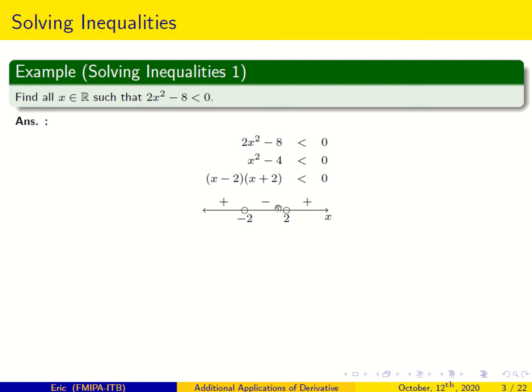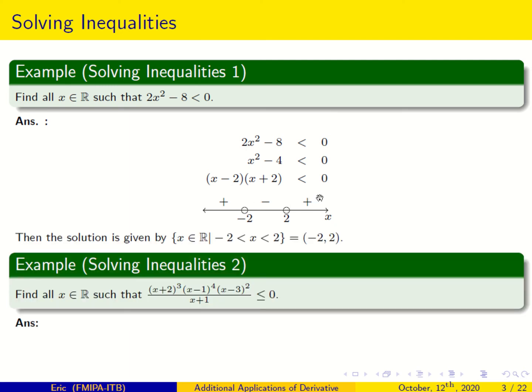So by testing one point between minus 2 and 2, one on the left of minus 2, and one on the right of 2, we have plus, minus, plus. And all x in real that satisfy this is given by this set, using interval notation.